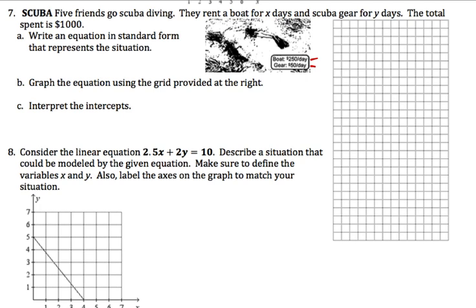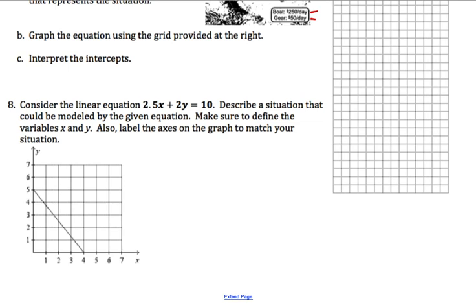Number 8, consider this equation. 2.5x plus 2y equals 10. You're going to describe a situation that could be modeled by the given equation. This is a lot like the apple-banana problem. In fact, if you want to go for maybe the easiest route, make it 2 different things you're buying. One of them's $2.50 each and the other's $2 each, maybe per pound, per gallon, whatever. And you got $10 to spend. And that could be what this graph represents. You do need to label what the x and the y axis represent.